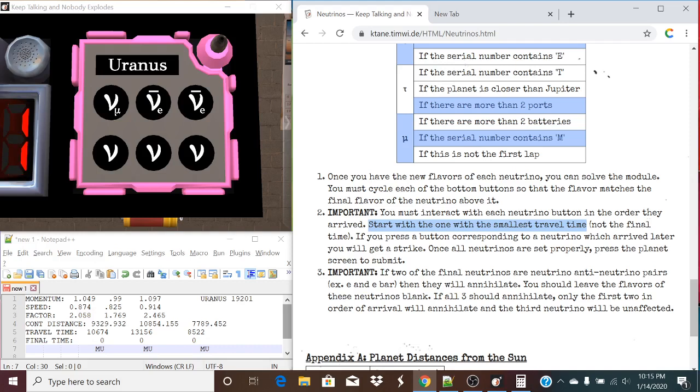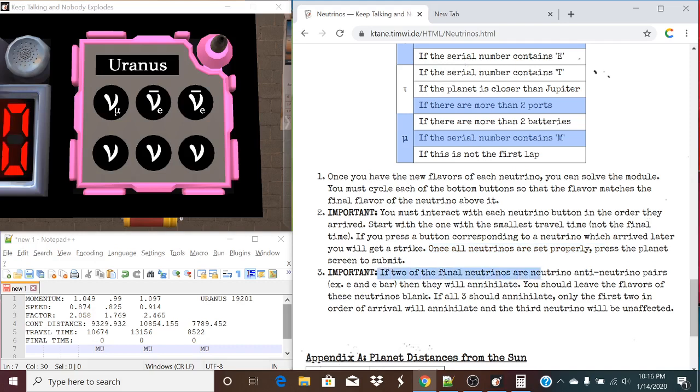So we would interact with this one first because it has the smallest travel time, this one second, and this one third. If you press a button corresponding to a neutrino which arrives later, you will get a strike. Once all neutrinos are properly set, press the planet screen to submit. However, we're looking at a very interesting rule right now.